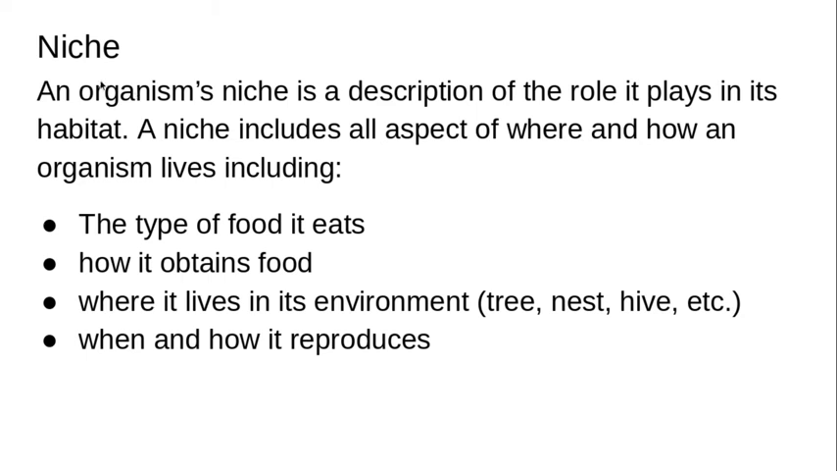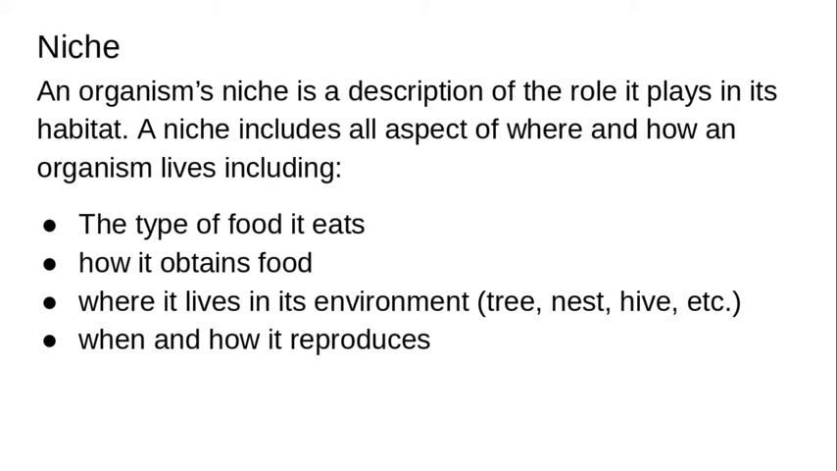All right, and this term you may not have heard before. It's pronounced niche. Some people say nitch. I'm fine with you saying either. So an organism's niche is a description of the role it plays in its habitat. A niche includes all aspects of where and how an organism lives, meaning kind of its role in the ecosystem. So the niche explains the type of food that it eats, how it gets the food, where it lives, like does it live in a tree, does it live in a nest, and when and how it reproduces. It also kind of explains what eats it, so its role in the food chain too.